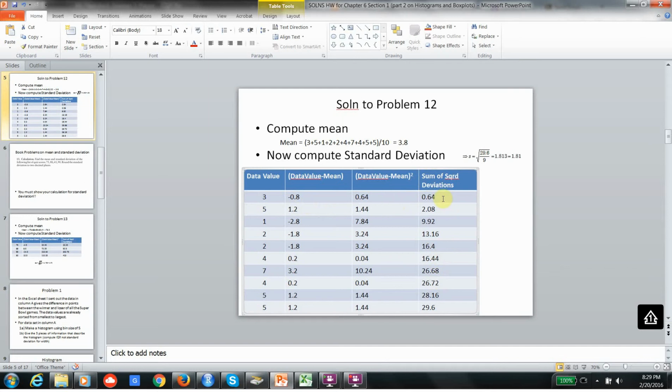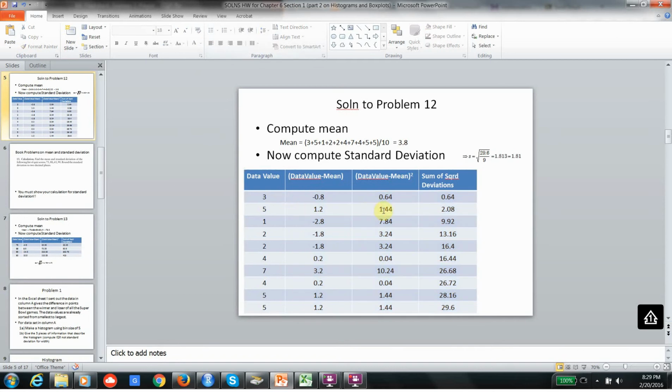So for the first value, the sum is going to be 0.64. Take the second value, the deviation there is 1.2. Let me go and center these values real quick. Okay, I square that, I get 1.44. I'm going to add that to the old sum, add these two numbers, and get 2.08, and keep doing that. Now, if you have a store button on your calculator and you know how to do this, you don't have to have this last step. And I just keep doing this.